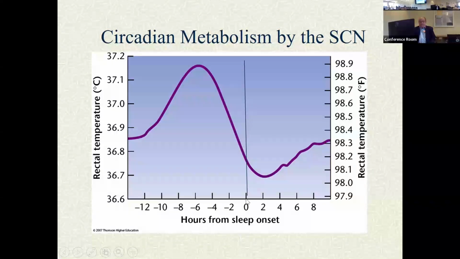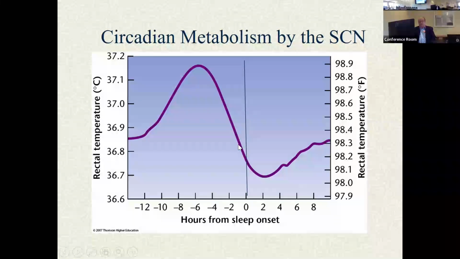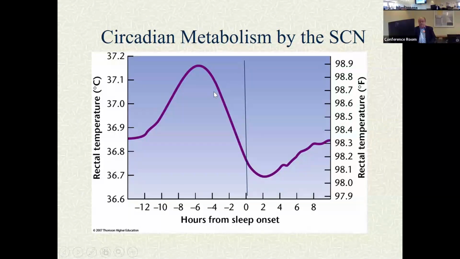And if we put it to hours of sleep onset, that is sleep onset, and this is the negative, so this would be daylight and this would be sleep, you have this period of time. You generally start to sleep on the downslope of this circadian temperature dip. And that temperature then comes up, and you generally start to wake up as it starts to get to a set point.